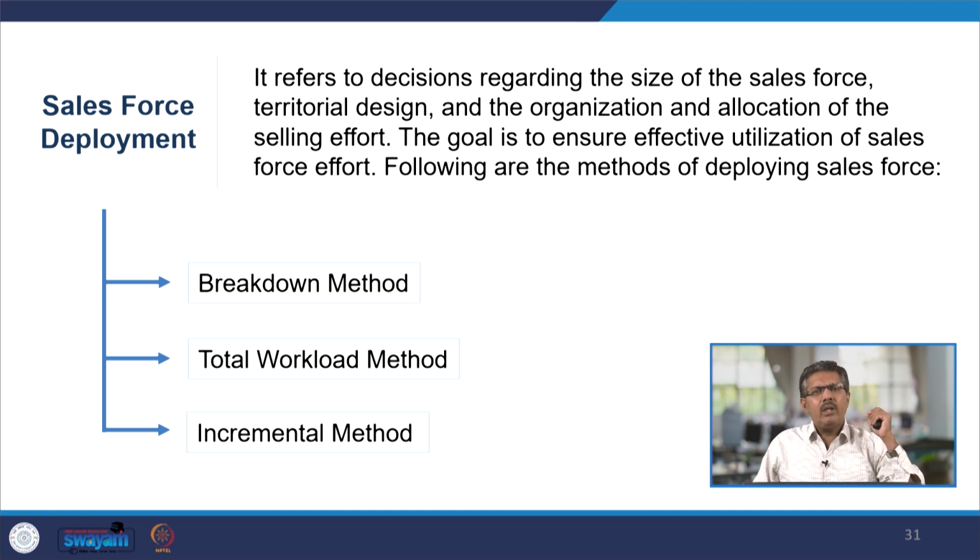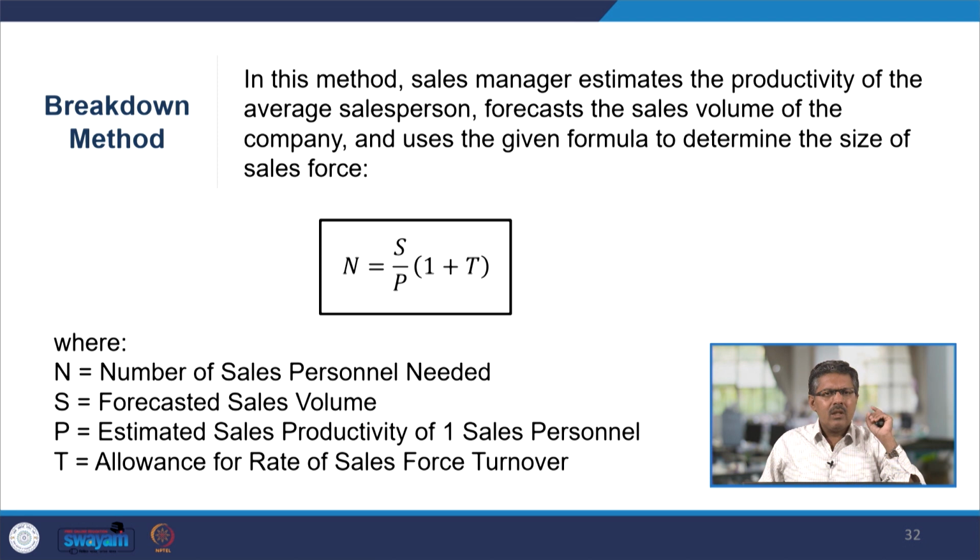So, here the goal is to ensure effective utilization of the Salesforce effort, and three methods are utilized for that. The first one is the breakdown method. What is this method? Here the sales manager estimates the productivity of the average salesperson and then forecasts the sales volume of the company, using this formula: N equals S upon P into (1 plus T). N is the number of sales personnel needed, how many people you require.